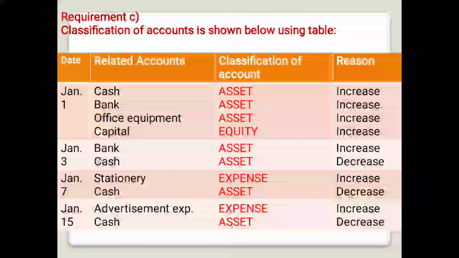January 15, paid for publicity, that is one kind of expense, that is advertisement expense. So advertisement is an expense and increasing expense. Cash has gone from the business, so the classification of account is asset, that is decreasing.